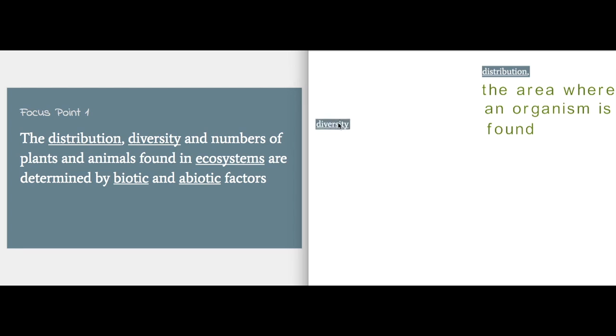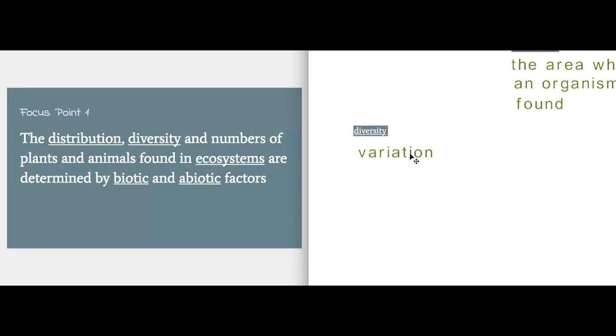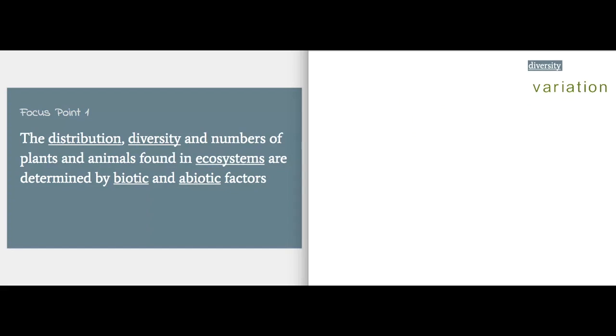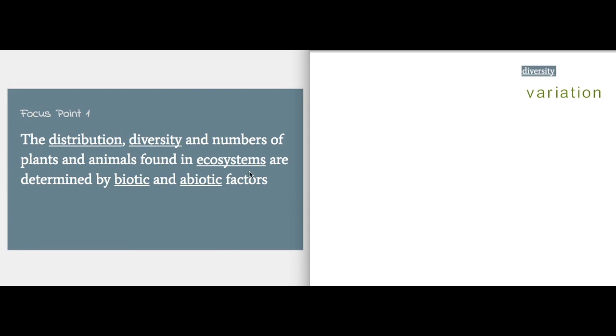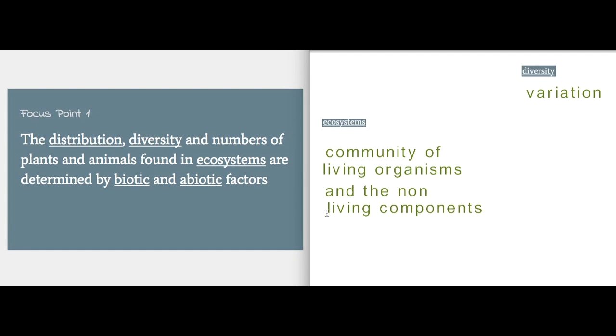The next word, diversity, refers to variation or differences between or within species. So, for example, you could say there is variation or diversity within and between species of fungi. The next key word underlined is ecosystems. So this refers to a community of living organisms as well as the non-living parts of the environment. So what do we mean by the non-living parts of the environment? Well, for example, this can include air and water.